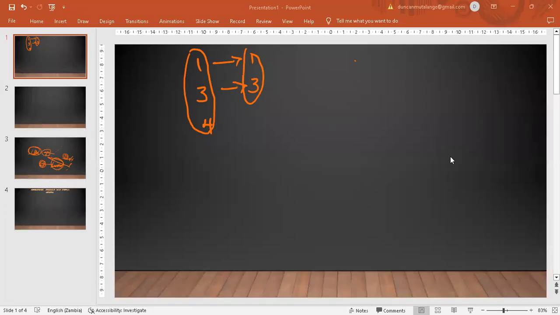Okay, so this is the last part. Is this a function or not? You can clearly see here that not all inputs have an output. You can see 4 does not have any output here. So you say this is not a function. Okay, it is not a function.